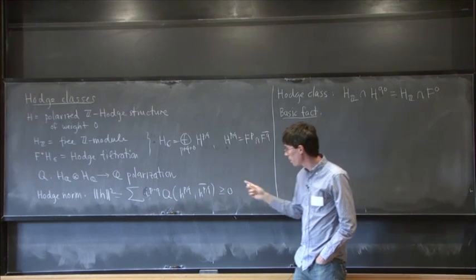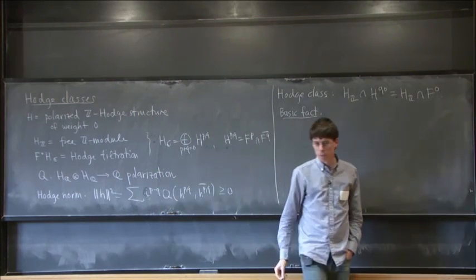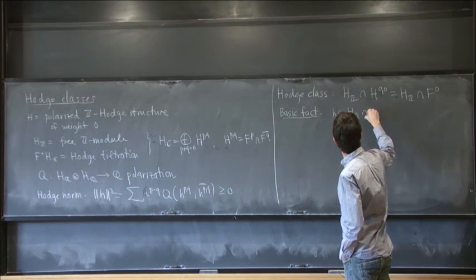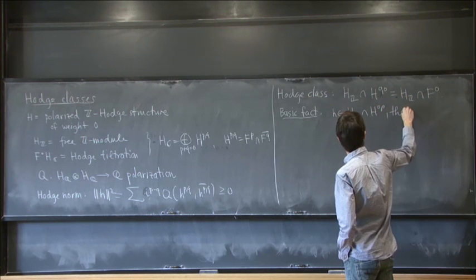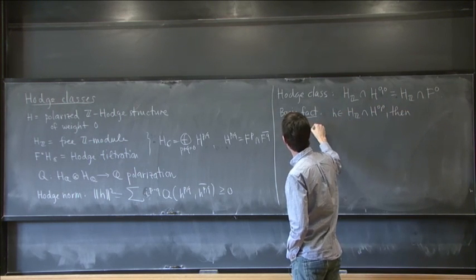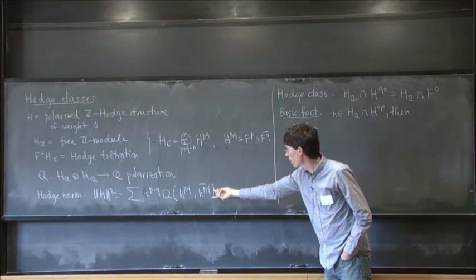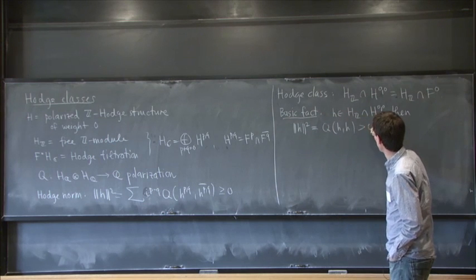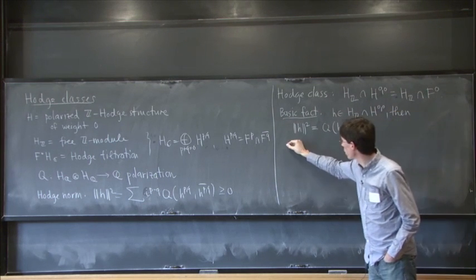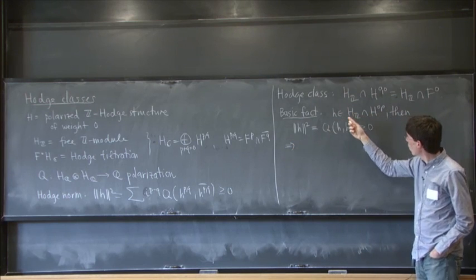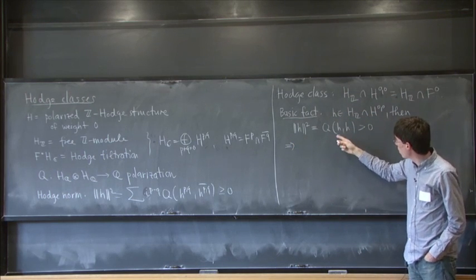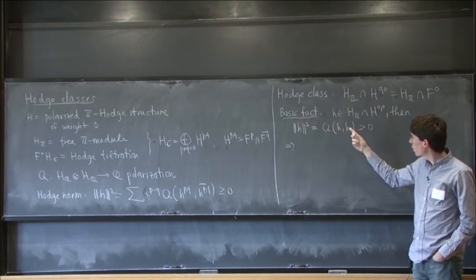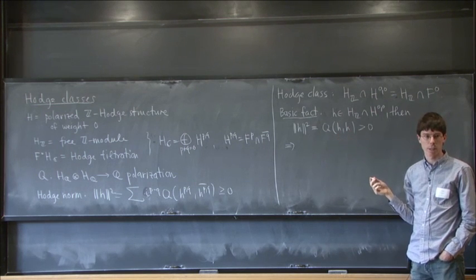And so for that reason, in fact, the value of the pairing and the value of the Hodge norm are actually the same, right? So if I have a Hodge class h, then the Hodge norm is, well, there's only one term, so this is just the same as Q(h,h), and so this is greater or equal to 0, right? And so in particular, it means that if I look at those Hodge classes where I bound the size of this number here, so I'm going to call this number the self-intersection number, if I look at Hodge classes where I bound this self-intersection number, then there's only finitely many, right?